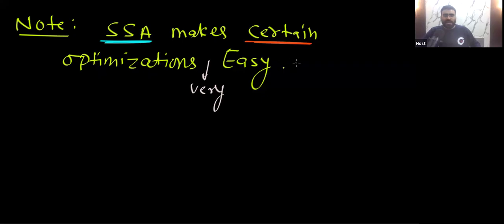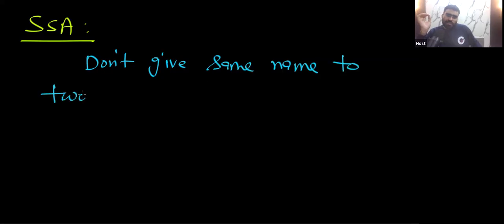Let me give you an analogy. In the real world, do two different people have different names? Not necessarily. SSA simply means don't give the same name to different assignments. This is what SSA is saying: don't give the same name to different people, don't give the same name to different assignments.